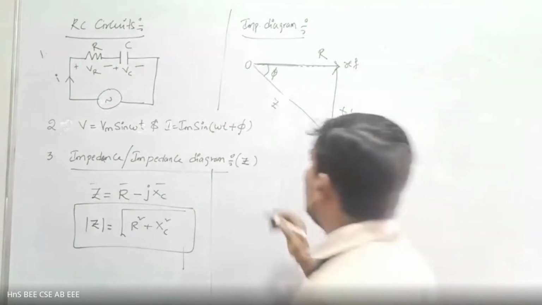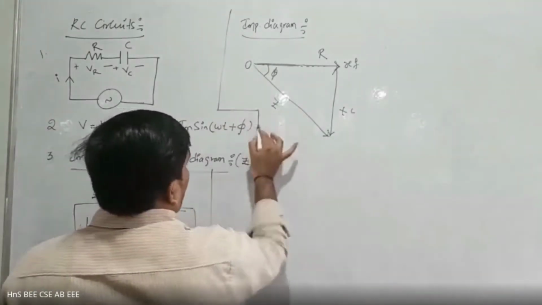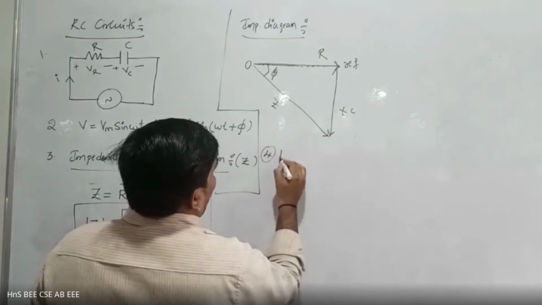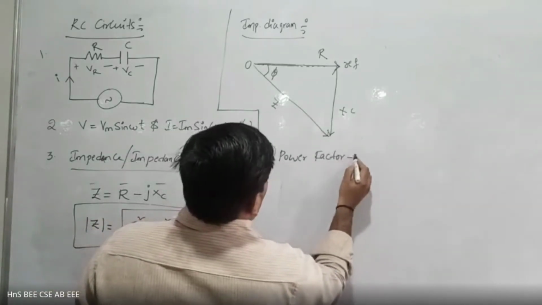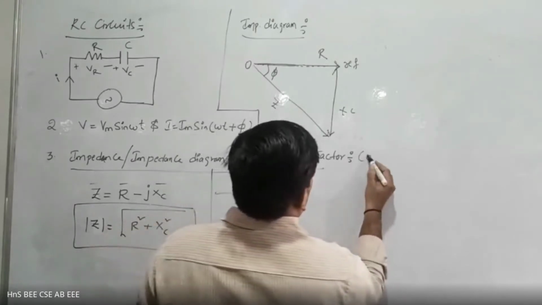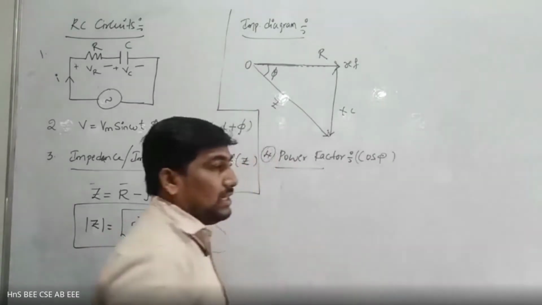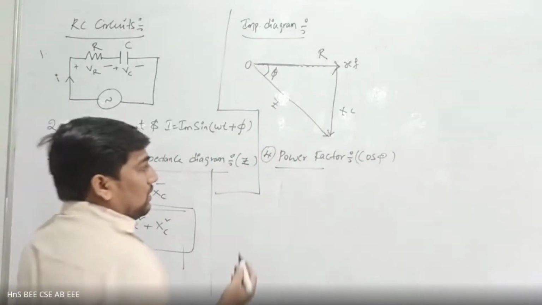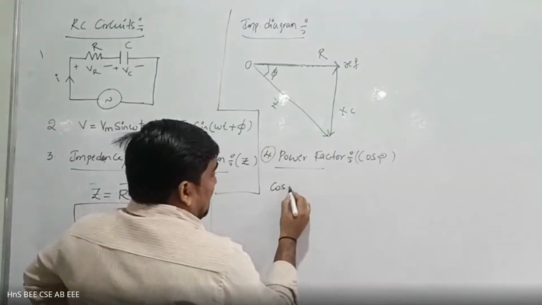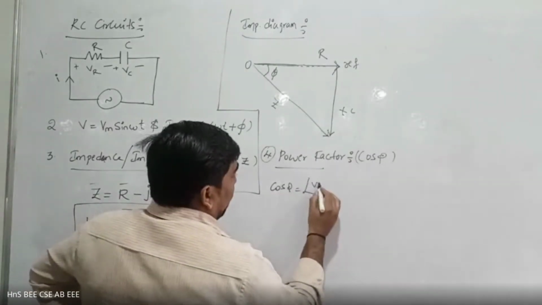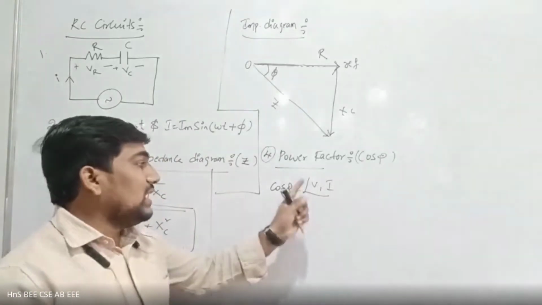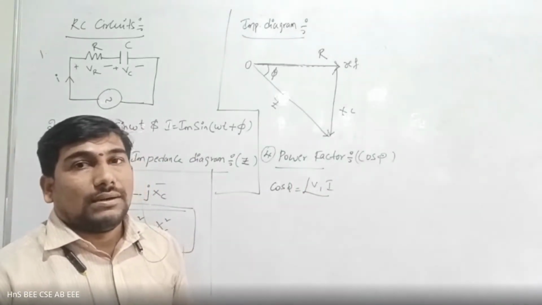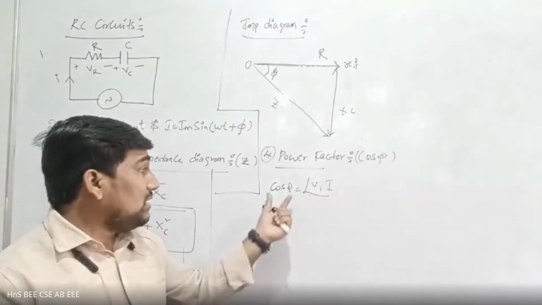Now coming to the fourth point, power factor. What is power factor? It is represented with cos pi. The cos pi is the angle between voltage and current. The angle between voltage and current is called the power factor. It is represented with cos pi.